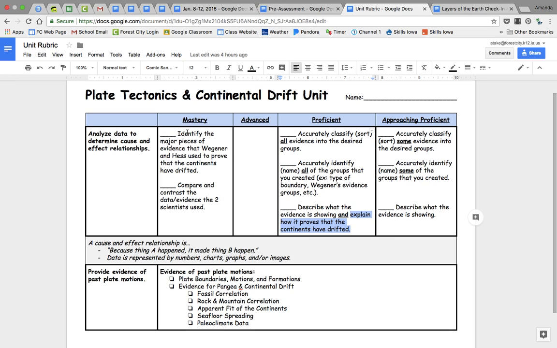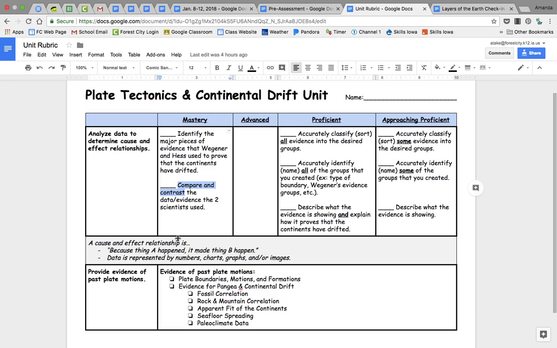And going over to mastery from there, it says identify the major pieces of evidence that Wagner and Hess used to prove that the continents have drifted. We'll spend a lot of time talking about Wagner in our unit. Hess will be part of an extension activity, and also there'll be some reading to do on the mastery portion of the assessment about him. And then the big thing here is to compare and contrast the data and evidence used by those 2 scientists. Compare and contrast means how is it similar and how are they different.